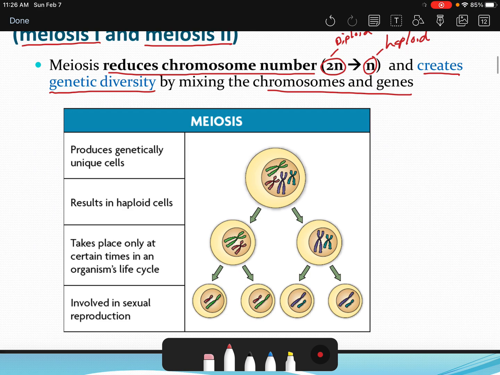So again, a thing to keep in mind about meiosis is that our goal is to produce genetically unique or different cells, not the same ones like we did for mitosis. We're trying to create haploid cells, the gametes, your egg and sperm cells. This takes place only at certain times in an organism's life cycle, so it doesn't continuously happen like mitosis does for growth and repair, and it is involved in sexual reproduction.